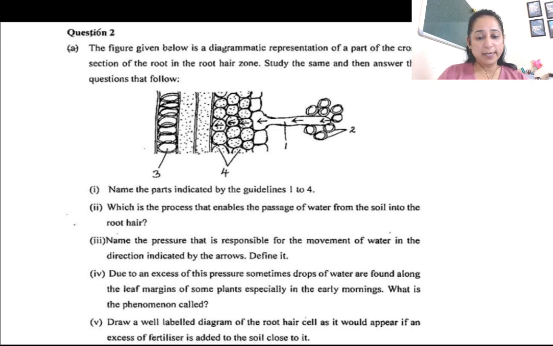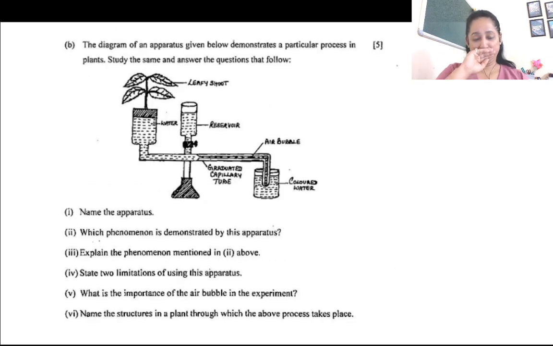इसमें draw भी करना है diagram. Draw a well-labeled diagram of a root as it would appear when excessive fertilizer is added. When excessive fertilizer is added, the roots tend to lose water. तो shrinkage दिखाना है आपको. Ganong's potometer, an important question. I don't know, they have not given it in recent years, but this is a very important question.